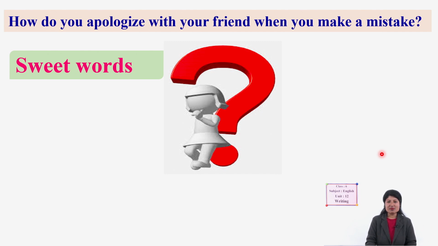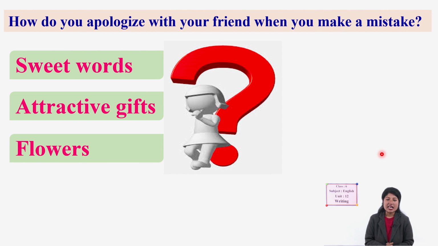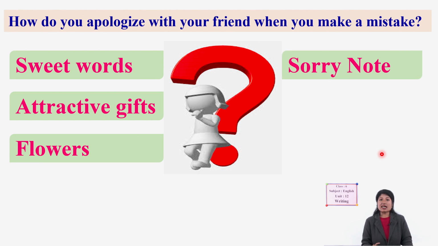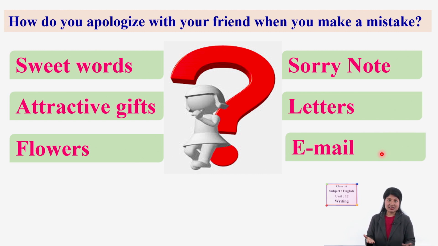And to your friends, sometimes you can even give some attractive gifts. You could replace that pen with another new one. You can buy a new one for your friend. Or sometimes it would do with some beautiful flowers. Sometimes you can write sorry notes that we talked about last time. And if all these things don't work, finally you can write letters or email. These days you can even send a message in Messenger, in Viber, in social media, where you can beg sorry, right?